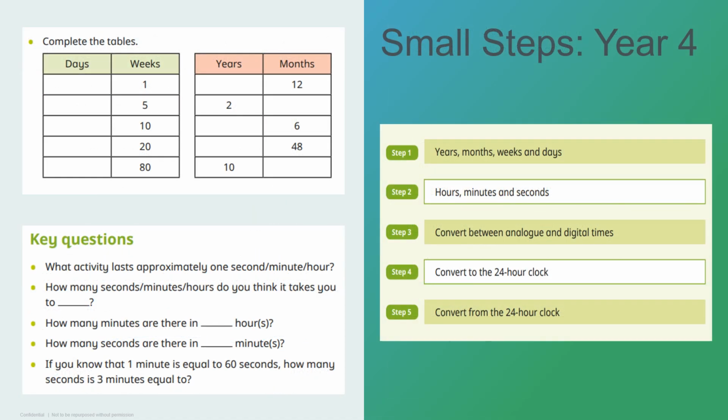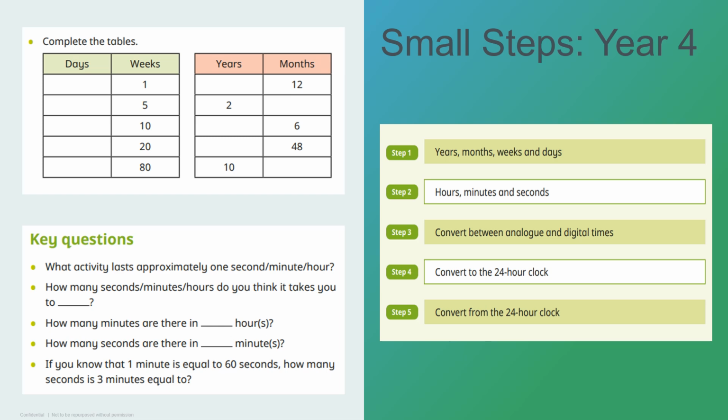For teaching telling the time in year 4, they start by looking at years, months, weeks and days before moving on to hours, minutes and seconds. And for some of the final things that they learn, they convert between analogue and digital time, and they convert to and from the 24-hour clock.